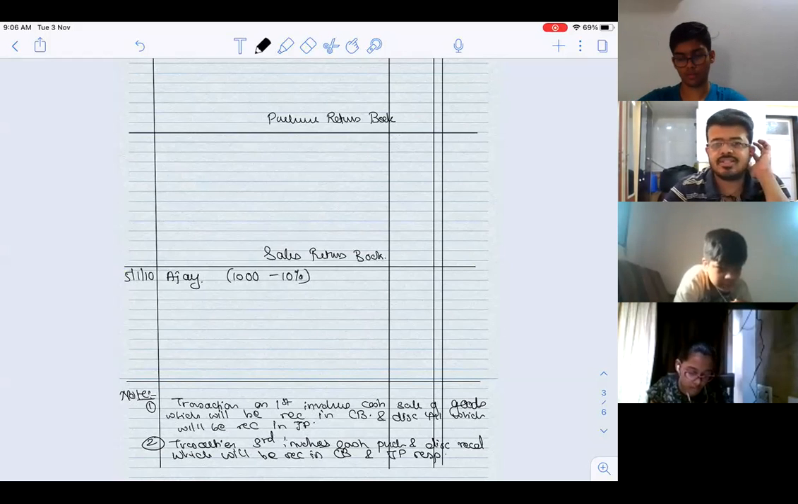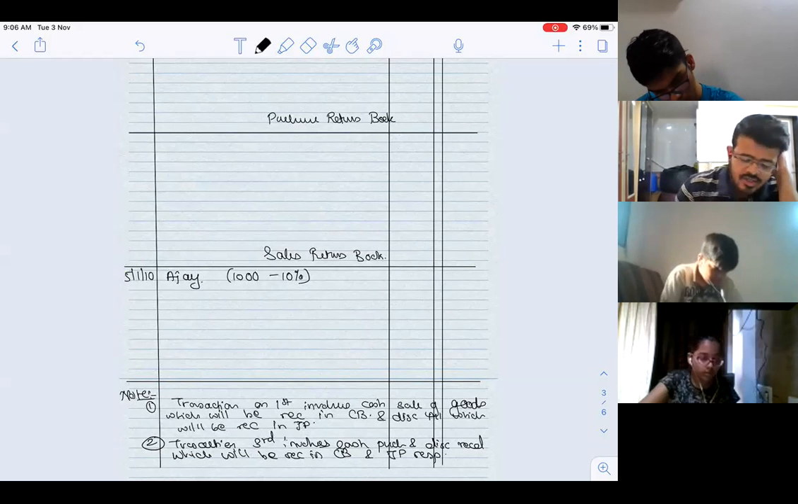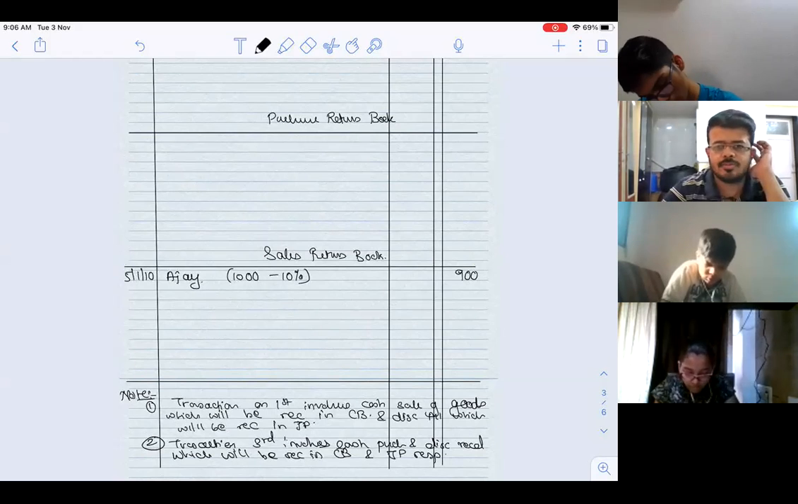10%. Sales returns है ना, तो sales का TD, which is 10%, right? So that will be 900 rupees. Okay, purchase return होता तो purchase का TD. Sales return है तो sales का TD.